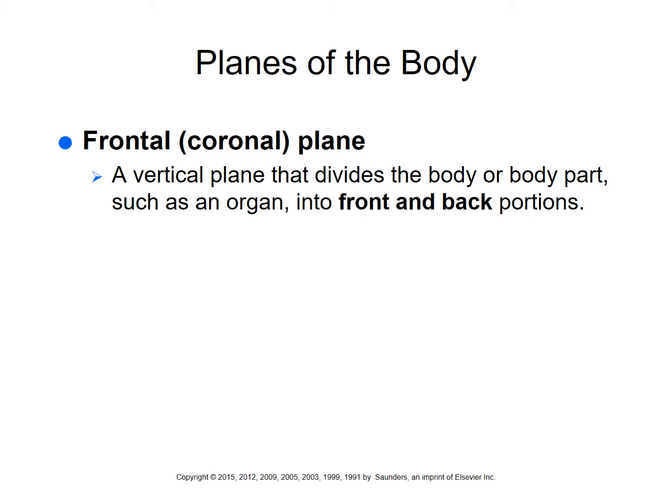Frontal planes of the body. We've got various planes of the body. If you look to page 56, a frontal plane is a vertical plane that divides the body or the body part, such as an organ, into front and back portions. So a coronal plane is going to allow the body to be split into anterior and posterior sections. Anterior can also be called ventral, and the posterior can also be referred to as dorsal.